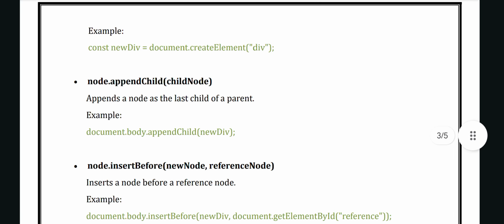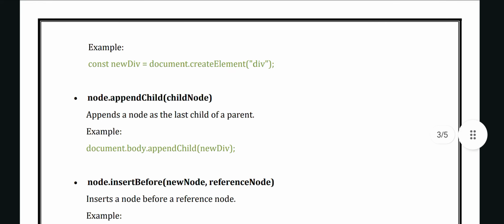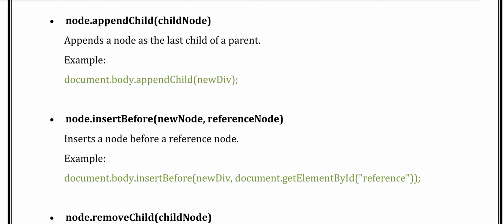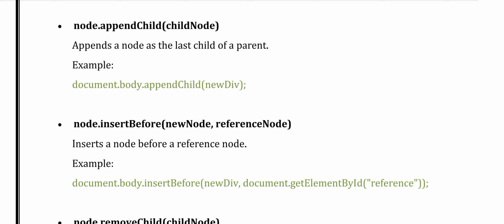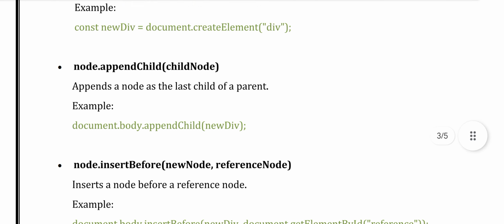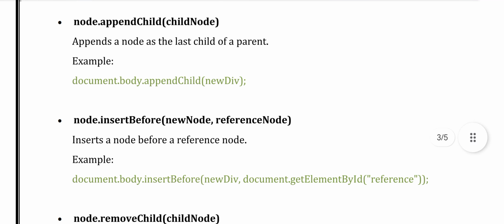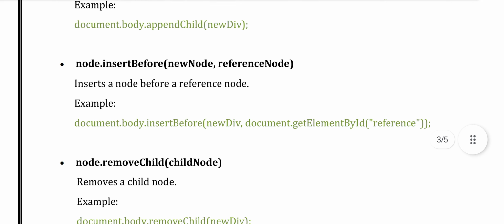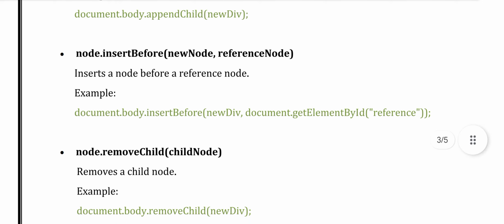Now the second method is node.appendChild. This method is used to append the element which we created in the previous method. We can append it like this: document.body.appendChild(newDiv). newDiv is the element that we created. Third is insertBefore. With this we can insert an element before any element which pre-exists in our HTML, like inserting a node before a reference node. So here we use document.body.insertBefore.